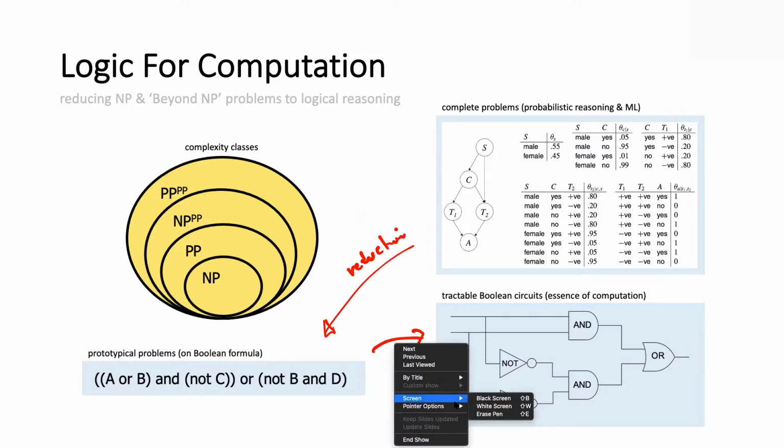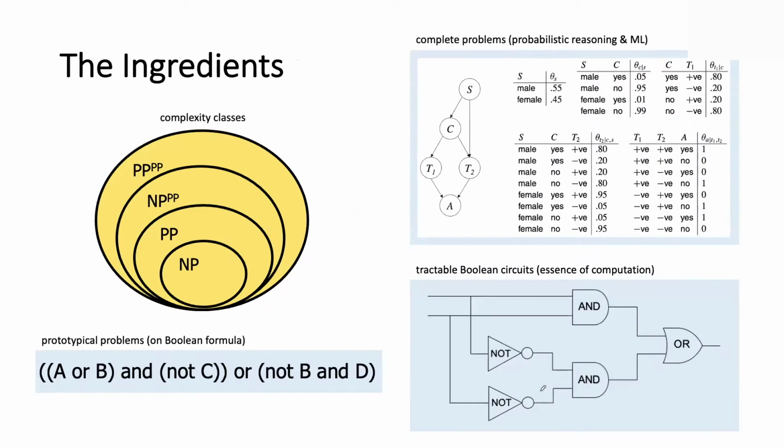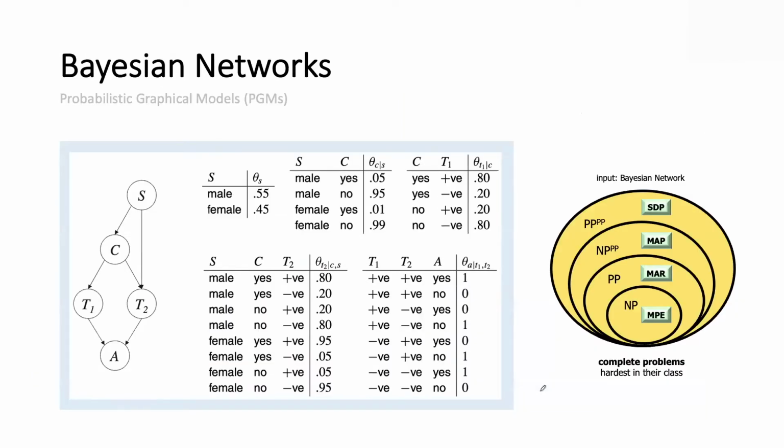So I need to change the color of my pen. So let's dive into this. And I want to say first a word on Bayesian networks, because what I'm going to do next is show you 4 problems on these networks that correspond to these classes, and then we'll see how much we're going to finish today. We're going to look at the corresponding problems from logic.